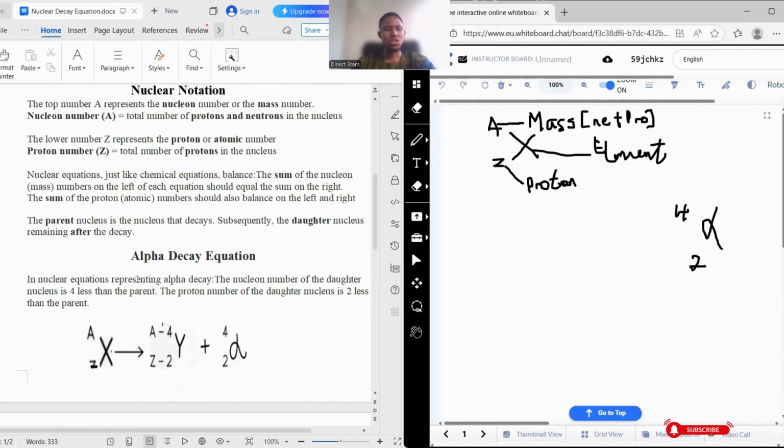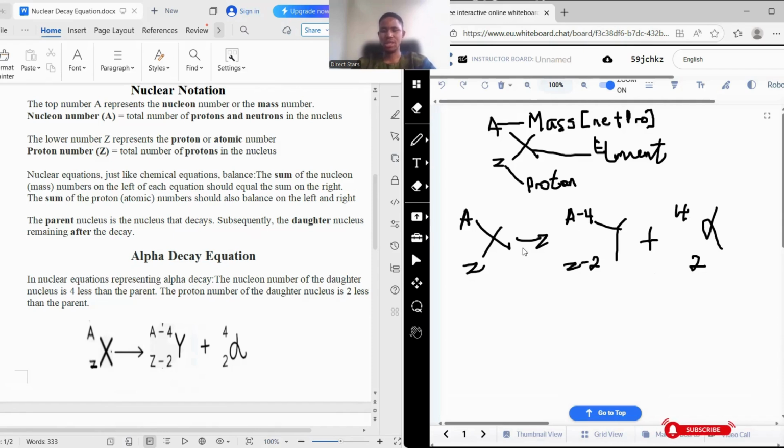So, in a nuclear equation representing alpha decay, the mass number of the daughter nucleus is 4 less than the parent, while the proton number of the daughter nucleus is 2 less than the parent. When we have a parent nucleus A, Z, and alpha decay occurs, we subtract 4 from the mass number and 2 from the proton number to give the daughter nucleus. Then we add the alpha particle itself, which is 4 and 2.